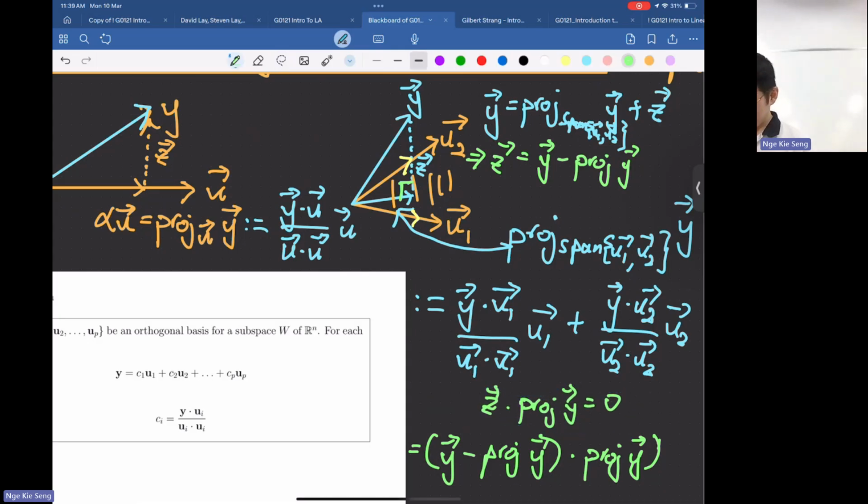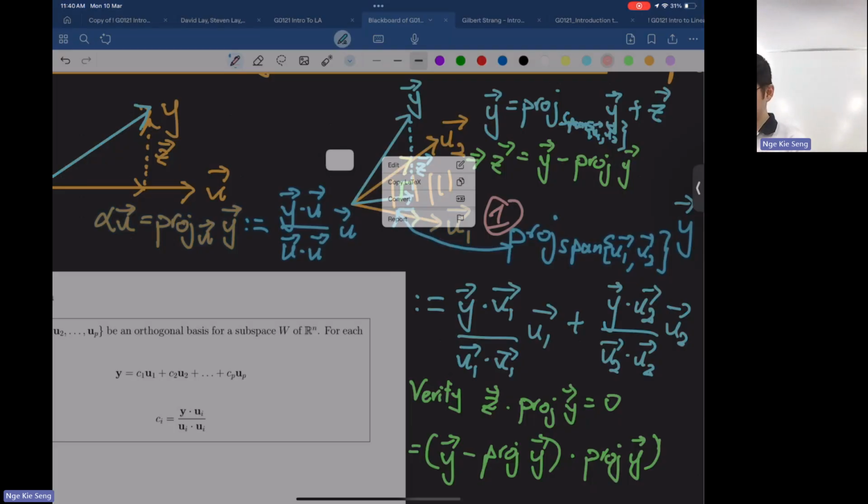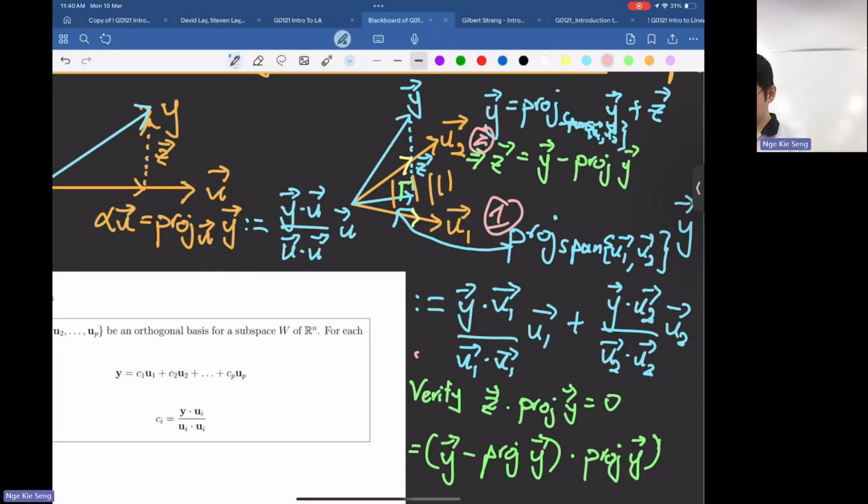So let's repeat the question. We actually want to verify this. The logic is, I define proj first, and then I find z. I'm going to verify this 90 degree. Is it true or not? Where's the logic here? First, I define the proj. Second, I find the z. Third, I want to show you that these two have inner product 0. Can you follow the logic?